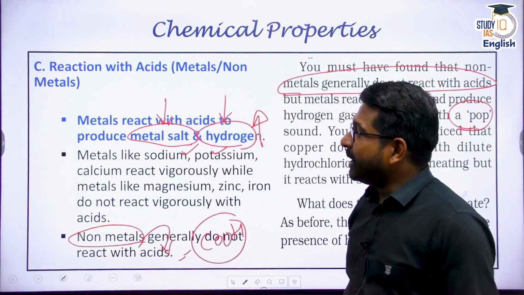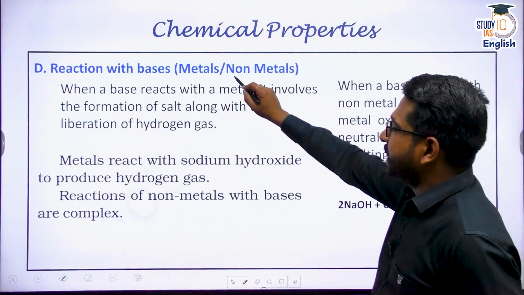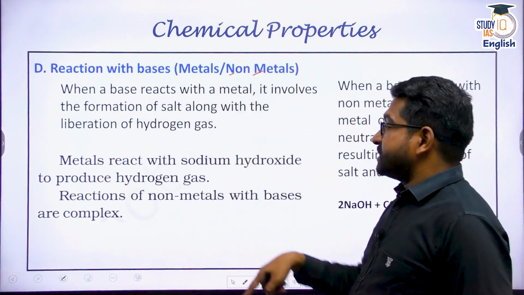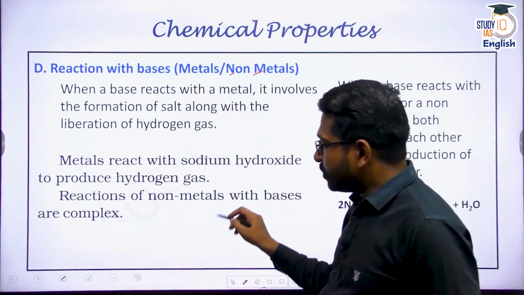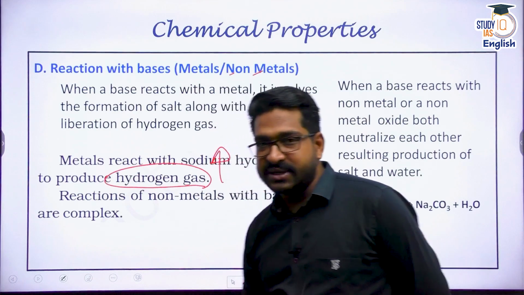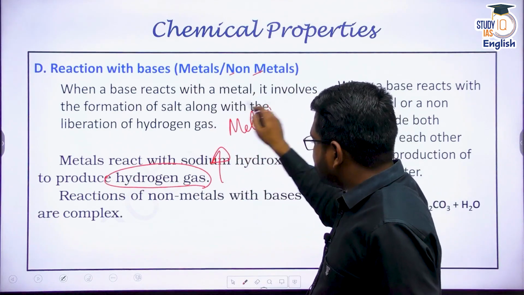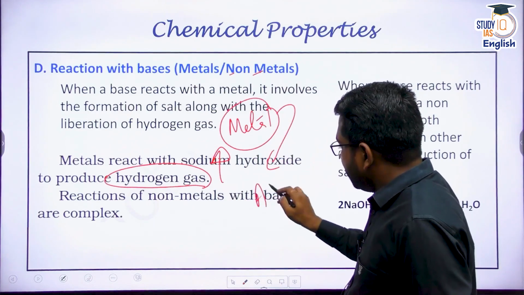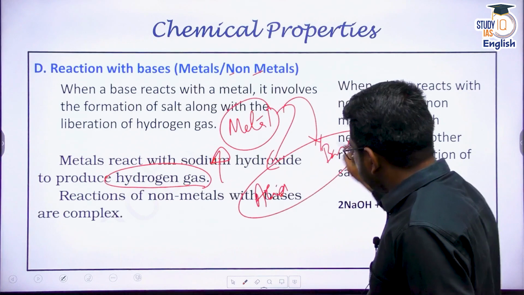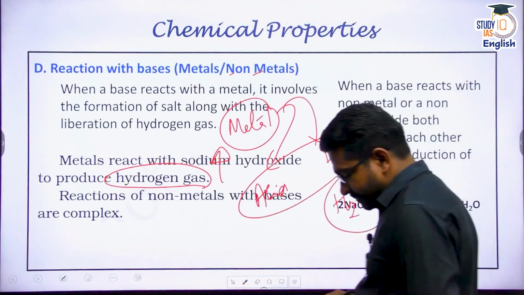Now, next, what happens when they react with bases? Reaction with bases, both metals and non-metals. Please remember, when a metal again reacts with a base, similar kind of development takes place and hydrogen gas is released. A salt is created and hydrogen gas is released. That is why whenever metal reacts with both acid as well as base, hydrogen gas is released, and because of this hydrogen gas, the pop sound comes.